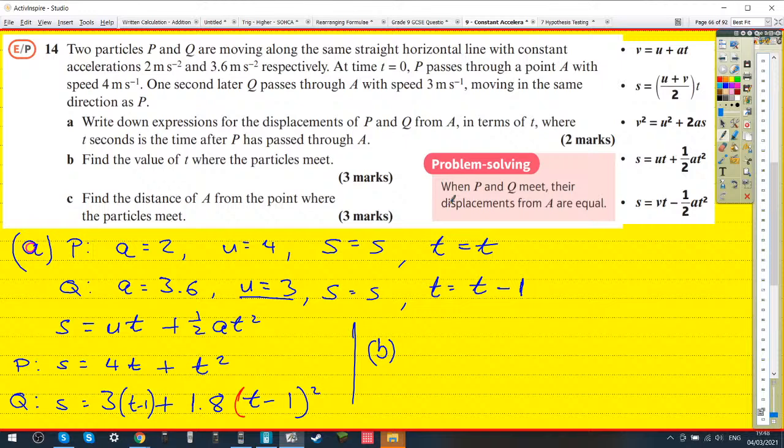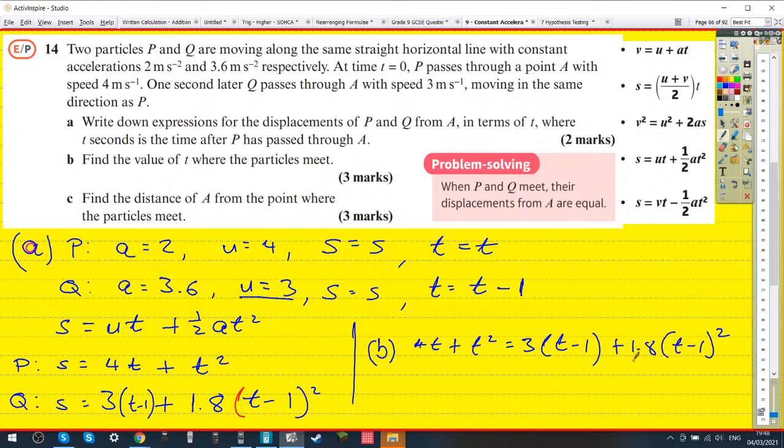We could say the s of one is equal to the s of the other. Okay. And so how do we use that? We could make the equations equal each other. Bingo. And so what would it be? It would be 4t plus t squared equals 3 brackets t minus 1 plus 1.8 brackets t minus 1 squared.